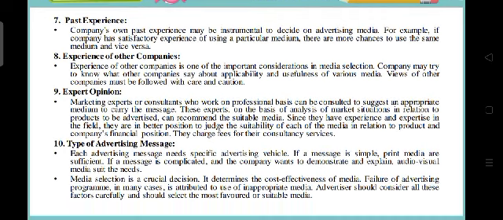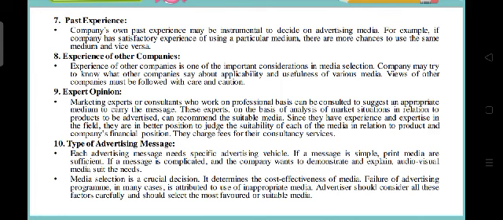Next one is experience of other companies. Experience of other companies is one of the important considerations in media selection. A company may try to know what other companies say about applicability and usefulness of various media. Views of other companies must be followed with care and caution. It means if you are a beginner and have no idea for selecting the media, then you can take the suggestion from experienced companies, and you can select the appropriate media according to them.